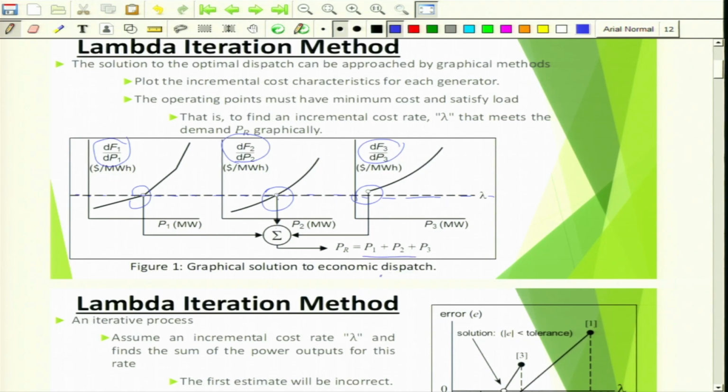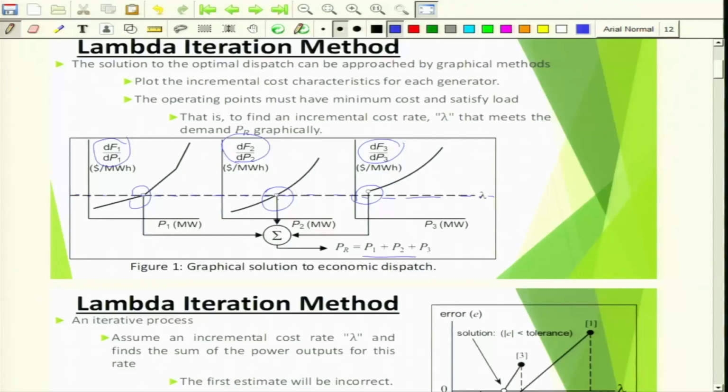Let's say the load demand that you are expecting is exactly equal to the sum of the generation, then you can consider that as the right lambda. Let's say if the demand is increased, then you have to accordingly change the lambda such that for the new lambda the total generation will match the load requirement.